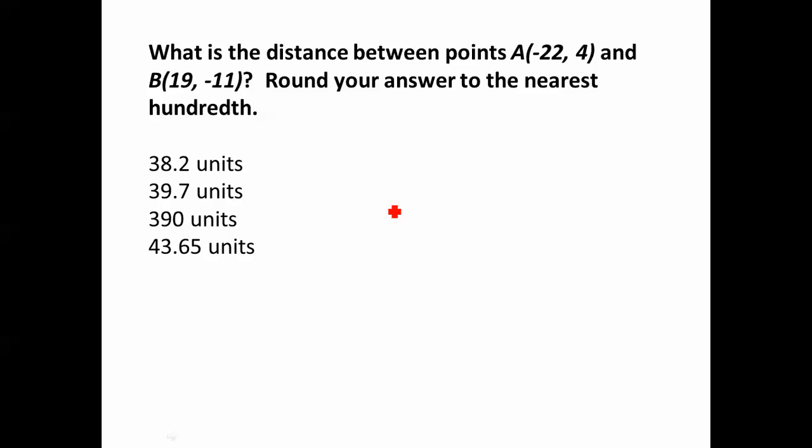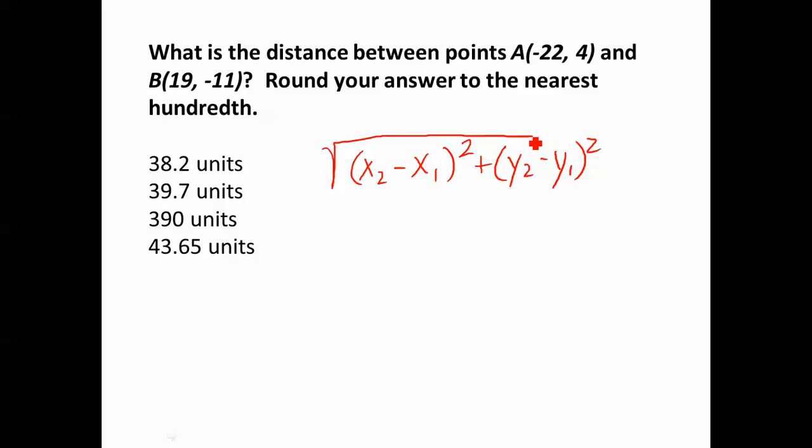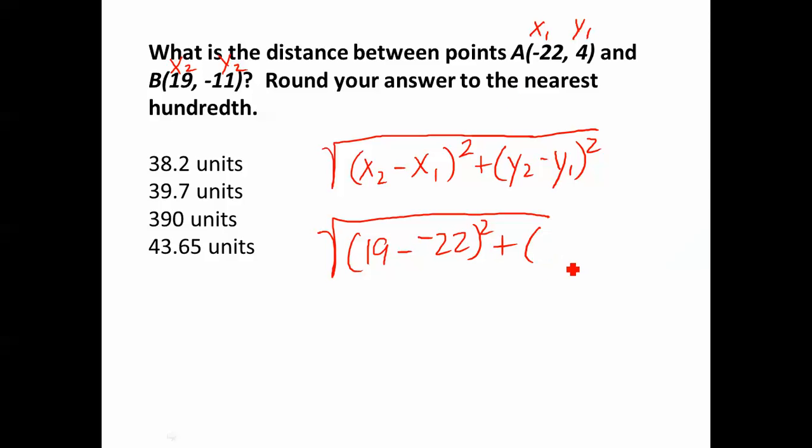And the last one is just another distance formula. So here's my distance formula again, and you'll be given this on your test. x2 minus x1 squared plus y2 minus y1 squared. I'm going to label my points x1, y1, x2, y2. And I'm going to plug in my points. x2 is 19 minus x1 is negative 22 squared plus y2 is negative 11 minus y1 is 4 squared. Plug that into my calculator. I get an answer, and I believe the answer is 43.65.